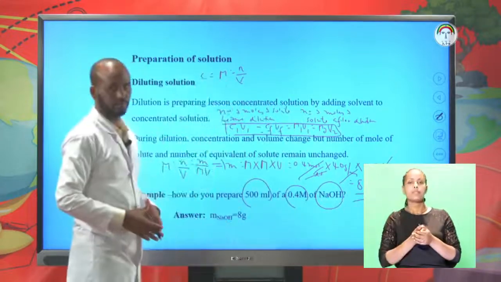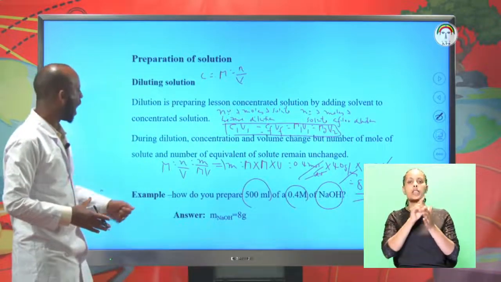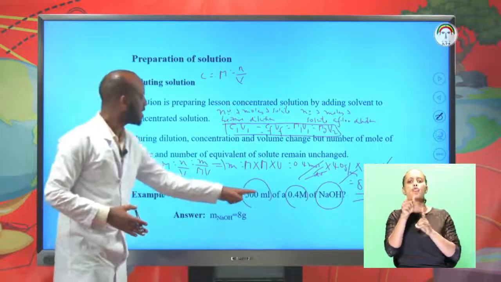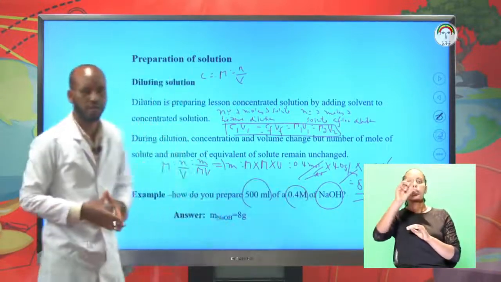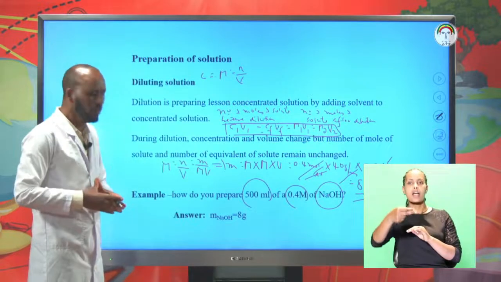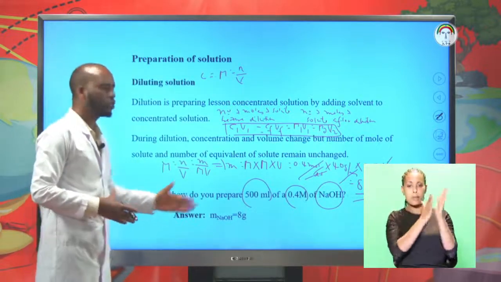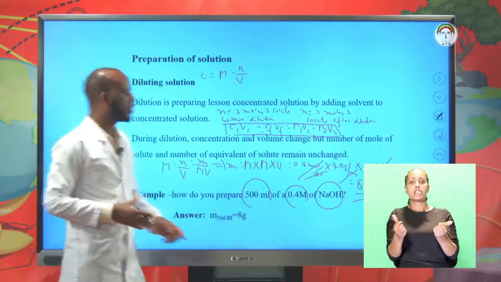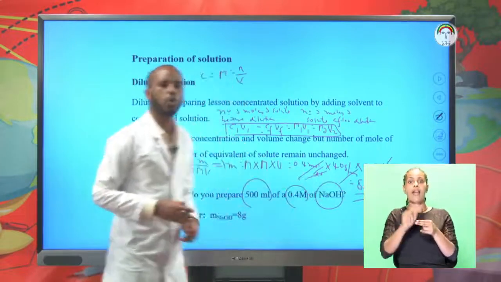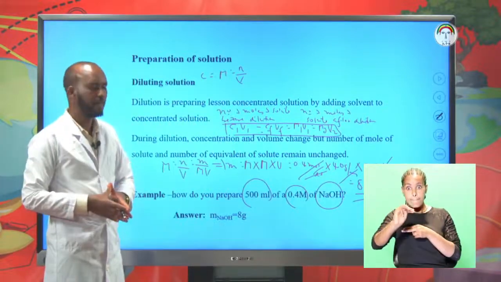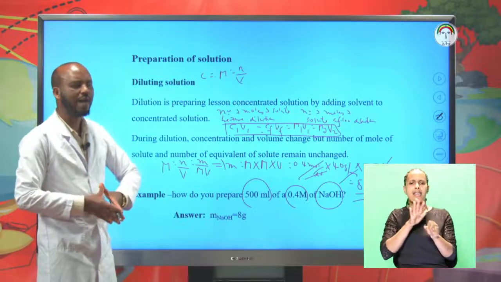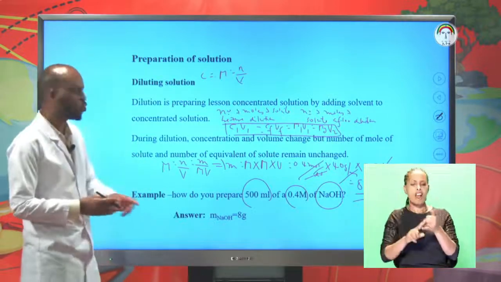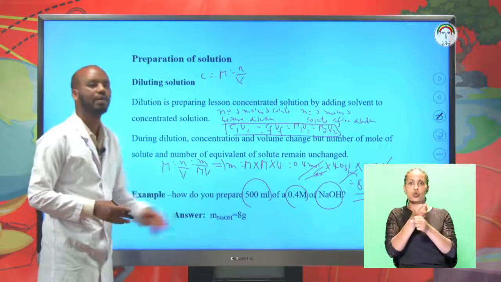The question says, how do you prepare 500 milliliter of a 0.4 molar sodium hydroxide? To prepare this solution, weigh 8 gram of sodium hydroxide, then dissolve in enough water until the final volume of the solution is 500 milliliter.